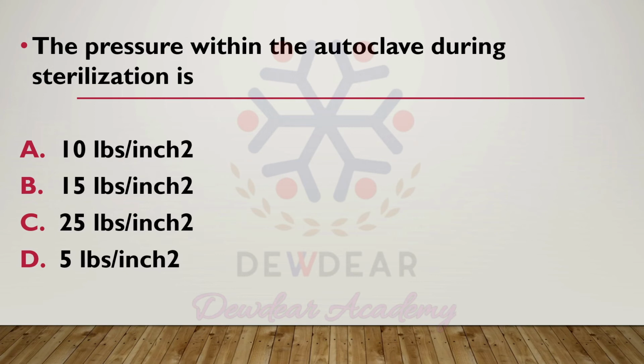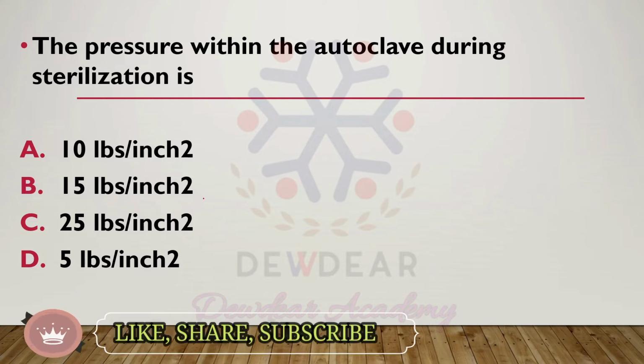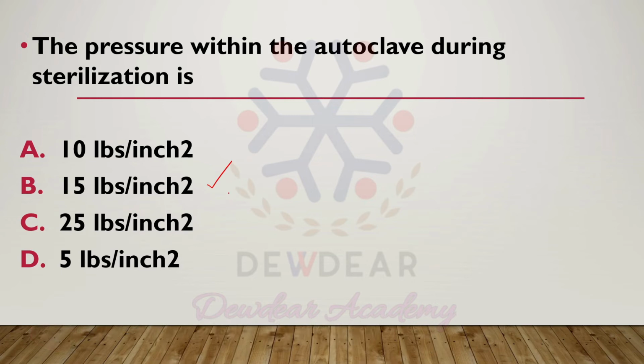Then the next question. The pressure within the autoclave during sterilization is. Options are 10 pound per inch square, 15 pound per inch square, 25 pound per inch square, 5 pound per inch square. The correct answer is 15 pound per inch square. Option B is the answer.